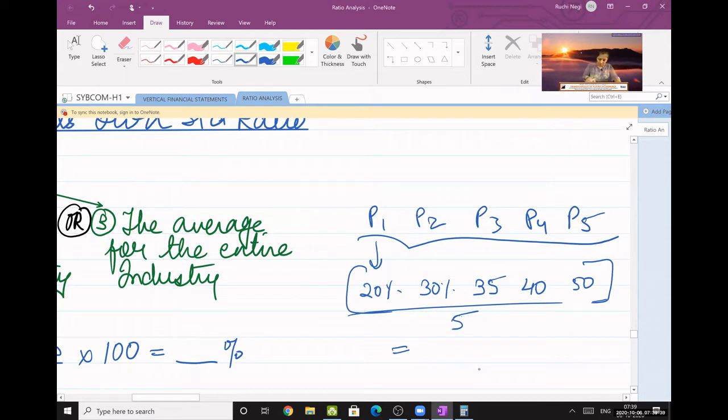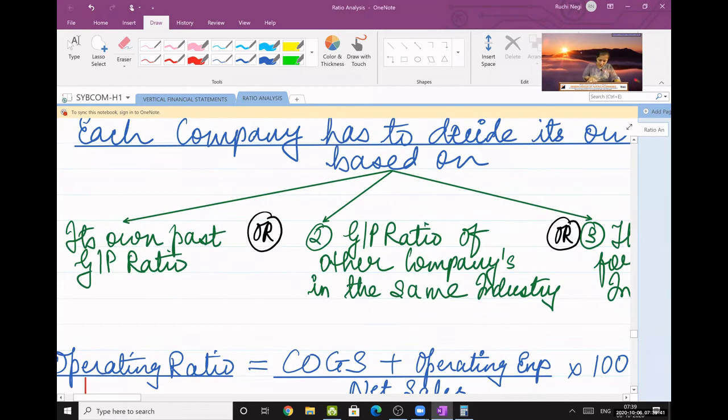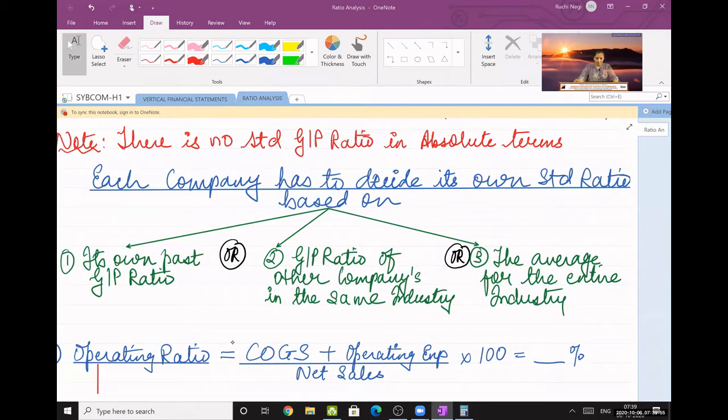Understood? Clear, everyone? Is this concept clear? How a GP ratio is decided in an industry? Okay, so you can follow either of the ways. First, comparing your own GP ratio, your past performance. Second option, comparing with others in the same line of business. And third option, you can calculate the average of the people in the same line of business. Okay.